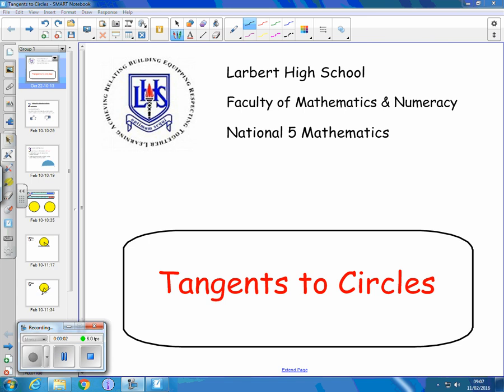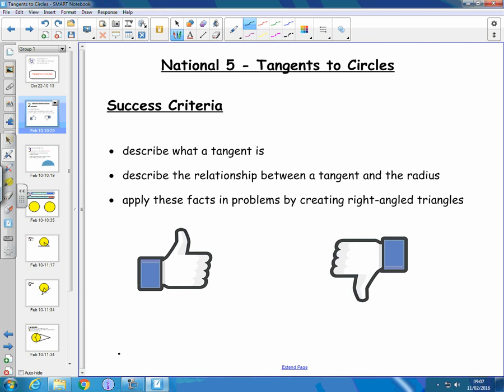So, today we're going to have a look at tangents to circles, and by the end of this lesson I'm hoping that you're going to be able to describe what a tangent is, describe the relationship between a tangent and the radius, and then apply these facts and problems by creating right angle triangles. So, a couple of things that we should know already.